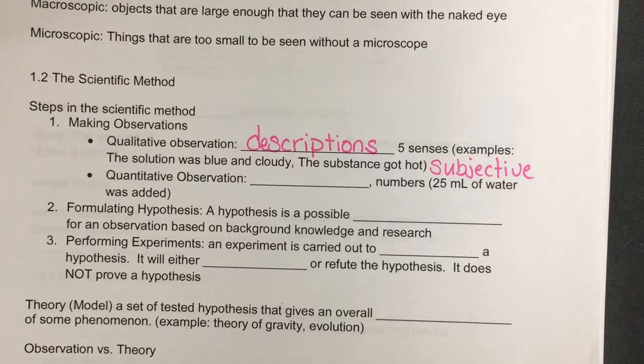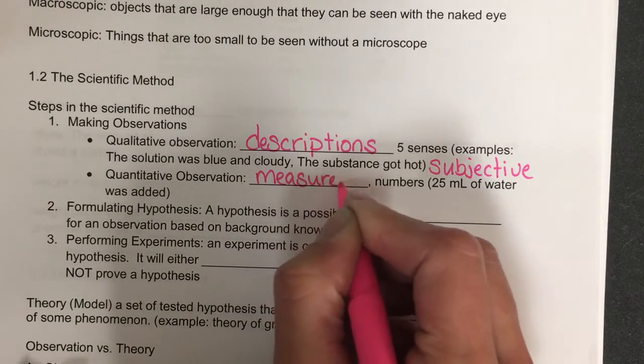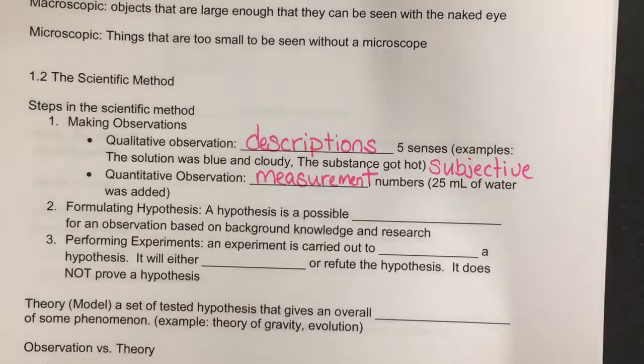However, a quantitative observation is a measurement. This is not subjective. It will have a number. If I measure something, then everybody in my group should agree that I have 25 milliliters of liquid, or 72 degrees outside. Now, qualitative, I can say 72 degrees out is hot. Somebody else in my group could say 72 degrees is cool, but we're both going to say it's 72 degrees. So that's the difference between qualitative, which is a description, and quantitative, which has numbers. Okay?